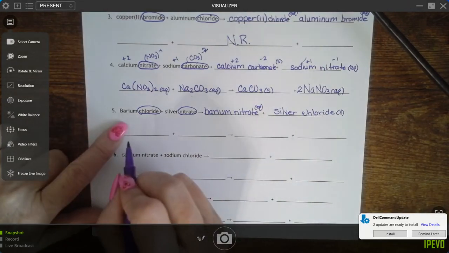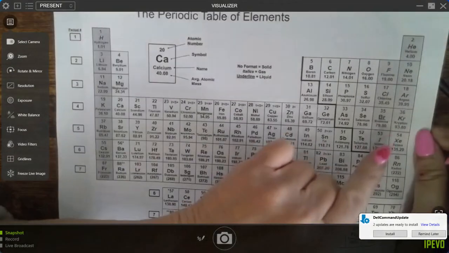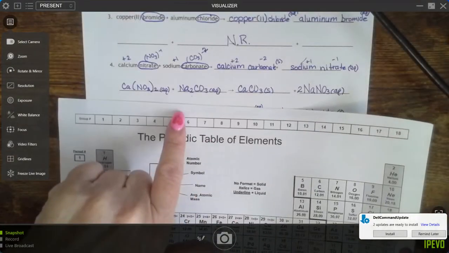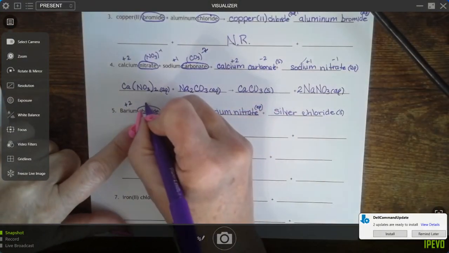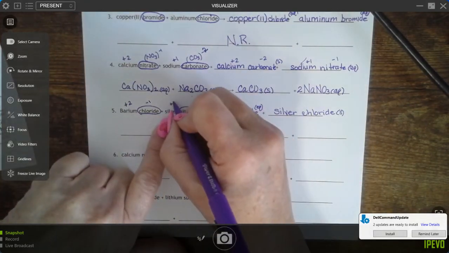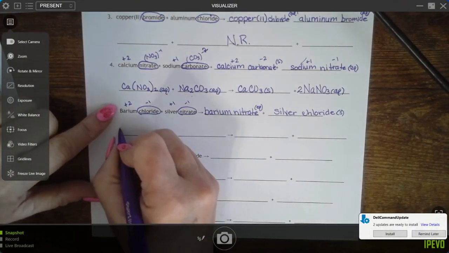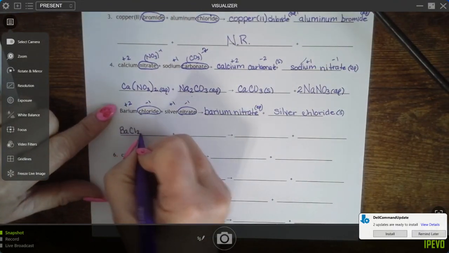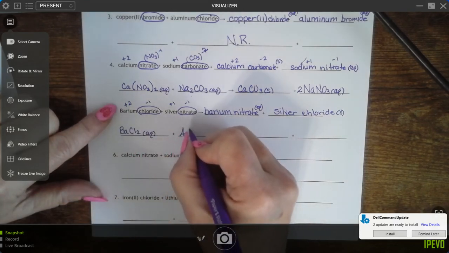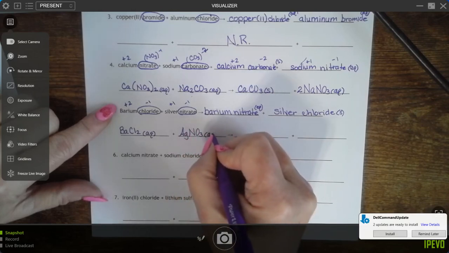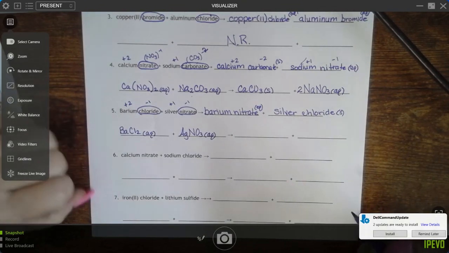All right. If you look at your periodic table, barium is +2, chlorine is -1, sodium is +1. So we end up with a +2 charge on barium, -1 on chlorine. Silver's always +1, nitrate's -1. All right, so we end up with BaCl2 plus AgNO3 aqueous. Both of those are aqueous. Our reactants are always going to be aqueous, okay?